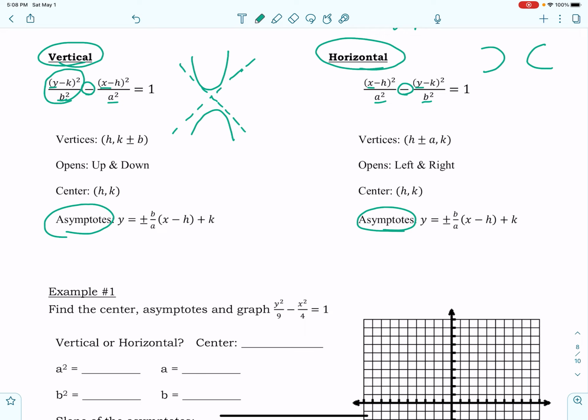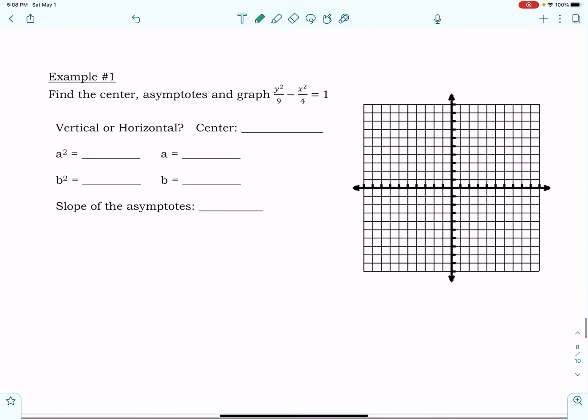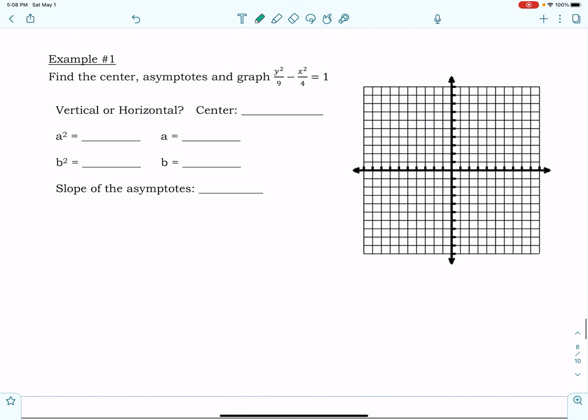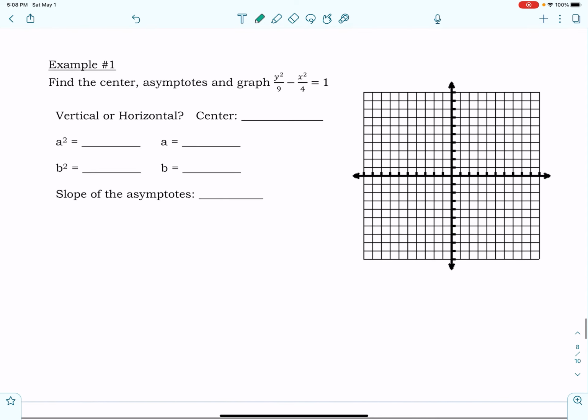All right, so let's look at this first example to get an idea of what this would look like. The first thing we're going to do for this problem is find the center, find our asymptotes, and graph this. All right, so the center, since we've got just y squared and x squared, means our center is at (0, 0). So that's going to be right here.